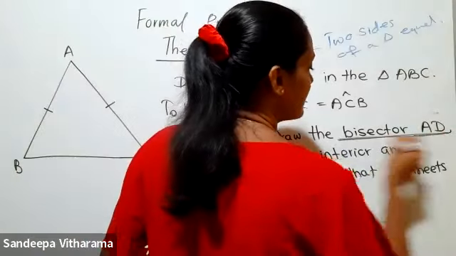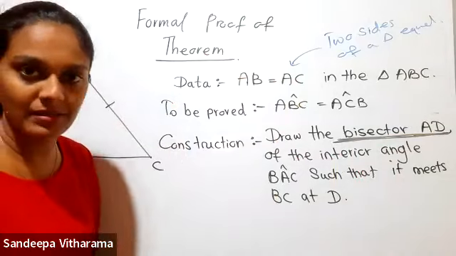This is a straight line segment. A bisector is a straight line segment.